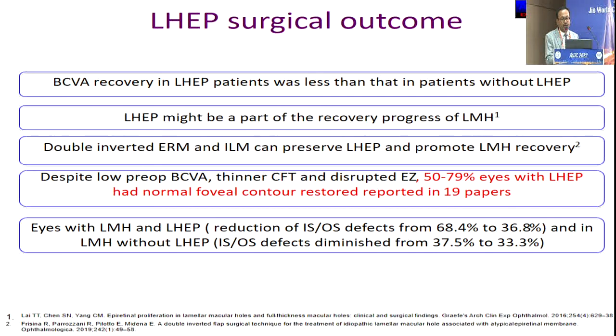Despite low visual acuity, thinner CFT and disrupted ellipsoid zone, 50 to 79% of patients with LHEP had a normal foveal contour restored, which was reported in around 19 papers. So that is one thing which is probably a positive outcome from this surgery. In eyes with LMH and LHEP, we have seen a reduction of the ellipsoid zone defects, which was more compared to patients without LHEP, because photoreceptor abnormality was less in the second group.